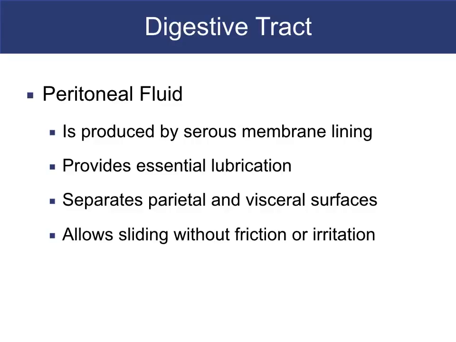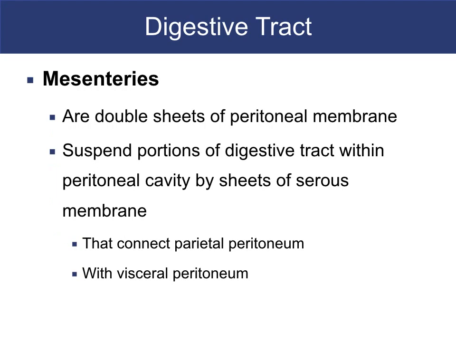And because there's just this little bit of fluid in there, really all that's in there is to lubricate things up so that the parietal and the visceral surfaces of the guts can move around in there without friction or irritation. Mesenteries are the double sheets of peritoneal membrane that suspend the guts.